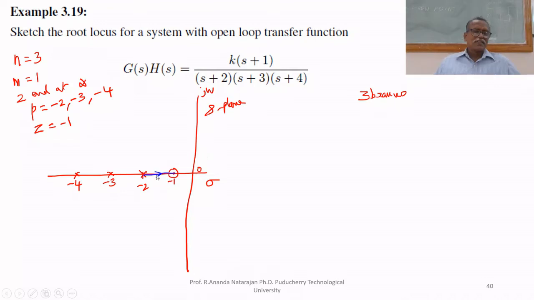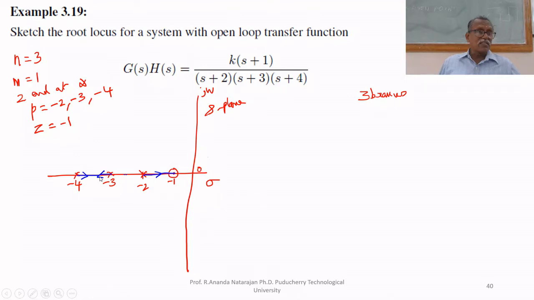Is there any root locus branch between -2 and -3? If you select a test point between -2 and -3, no, because to its right there is an even number of poles and zeros. But if you select any point between -3 and -4, there is an odd number of poles and zeros, therefore it is part of the root locus. 4 is also a starting point, 3 is also a starting point. Between these two, at one point, repeated roots are there.